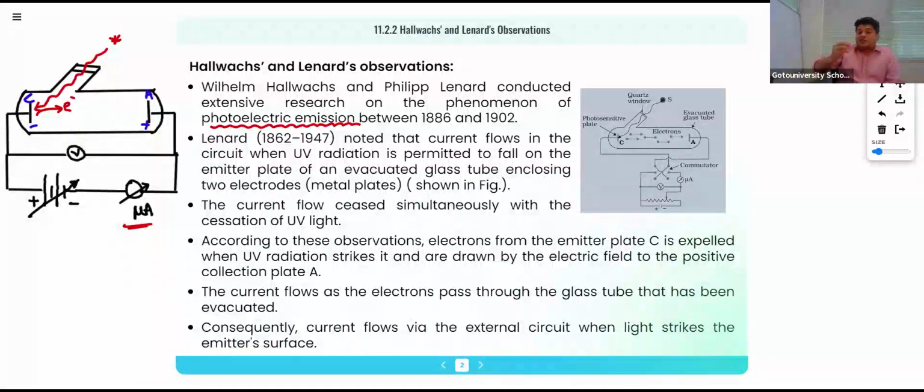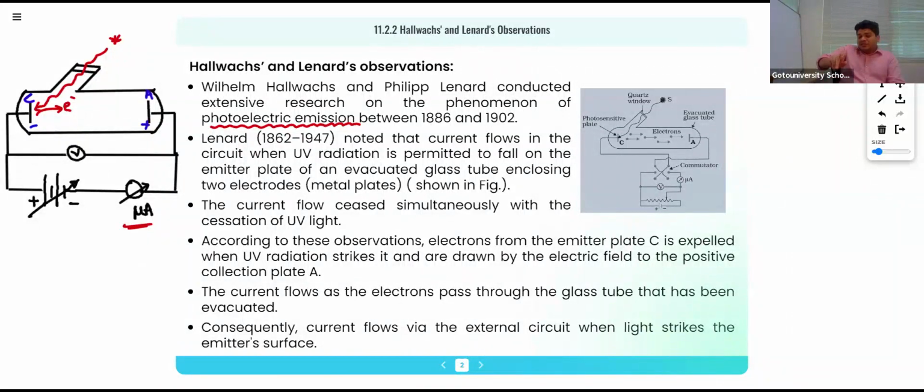See what was happening. If you increase the frequency, after a certain frequency emission was starting. That photoelectron emission started, and after that photoelectric current was produced. What is photoelectric current? The current which is produced with the help of photons. Then the second thing, if we were increasing the frequency, electron emission was increasing.